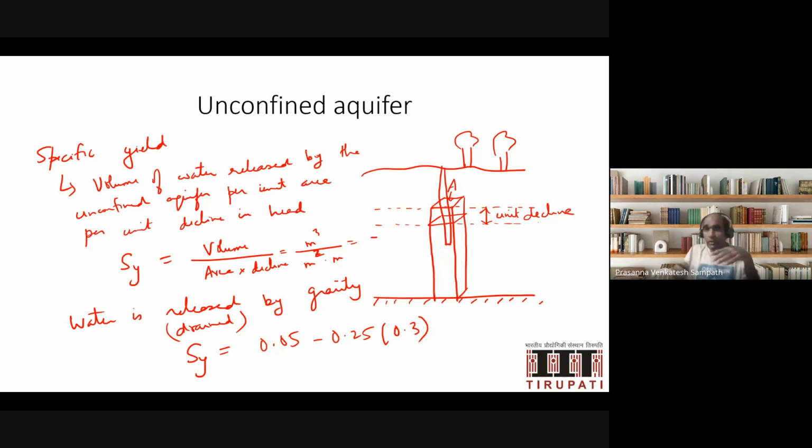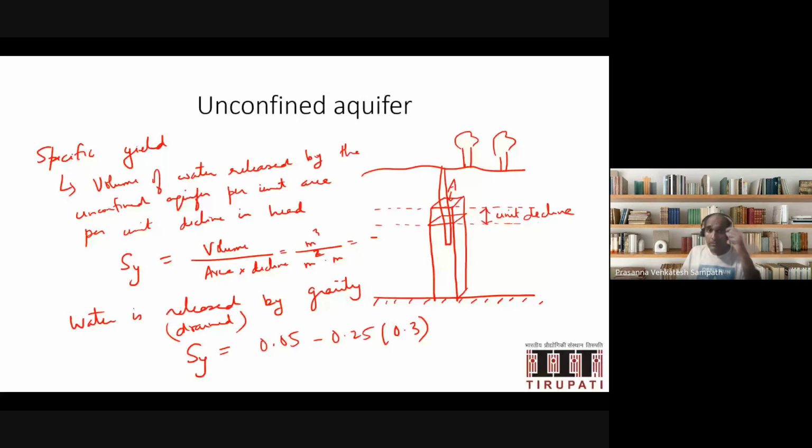So I've drawn this image over here. Let us say initially the water level was at this higher dotted line. I put a well here and I took out some water. The amount of water that I got for a unit decline in head. Unit decline could be 1 centimeter, 1 meter, 1 inch, whatever. Whatever volume I got per unit area in plan view, per unit decline in head, that volume is referred to as the specific yield.